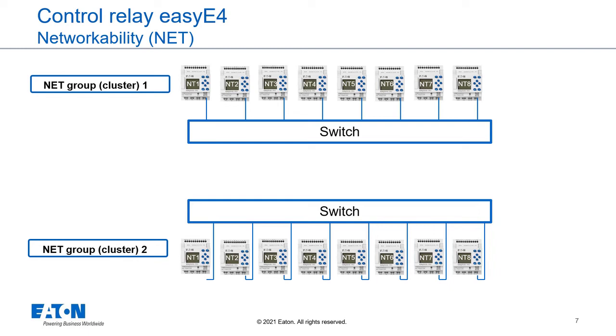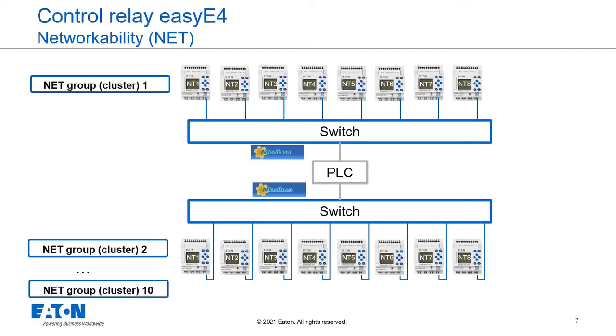Direct communication of the devices between the clusters is not possible. If communication is to take place between the clusters, a coordinator must be used, for example, a PLC, which controls the communication using Modbus TCP. A total of 10 clusters with 8 easyE4 devices each can be operated in an Ethernet network. 8 easyE4 devices with NET communication are able to process 768 digital inputs and 736 digital outputs.